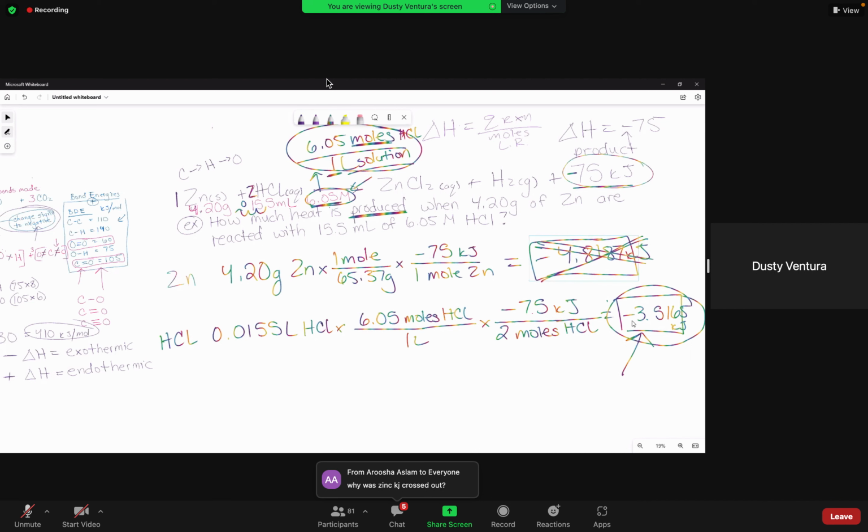No, we choose the smaller value. We choose the smaller value. Then wouldn't the smaller value be -4 instead of -3? Okay, it is the magnitude. Yes, it's the magnitude.